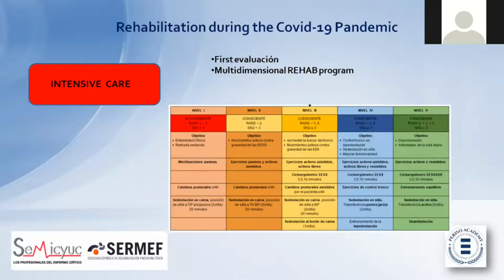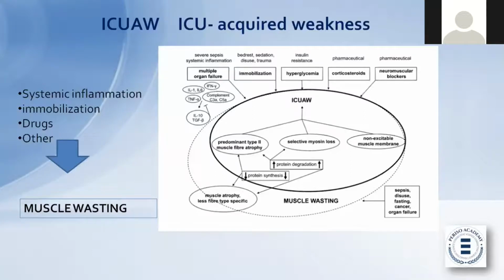In my experience in our hospital, the first evaluation is done during the intensive care stay, and a personalized rehabilitation plan is designed according to scientific society's protocols. In the intensive care unit, we usually find very deconditioned patients. All this systemic inflammation that we talked about and that Pietro and Felipe explained very well, organ failure, immobilization, and other factors added, such as different drugs administered, causes muscle wasting and the so-called ICU, or intensive care unit, acquired weakness. And this is a very common disability that we find in these patients, and in COVID patients more than in other years.